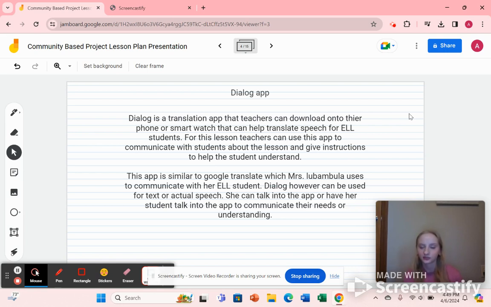This app is kind of similar to Google Translate, which Ms. LaBombala already uses to communicate with her ELL students, and this can be used to either translate speech or text.